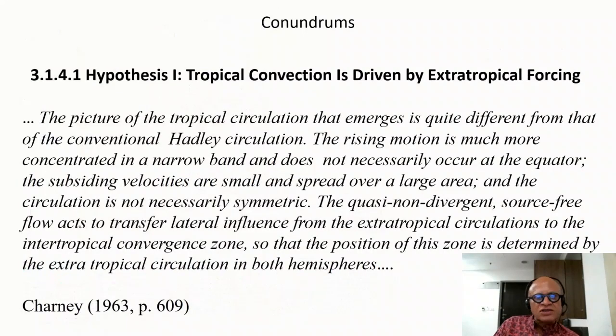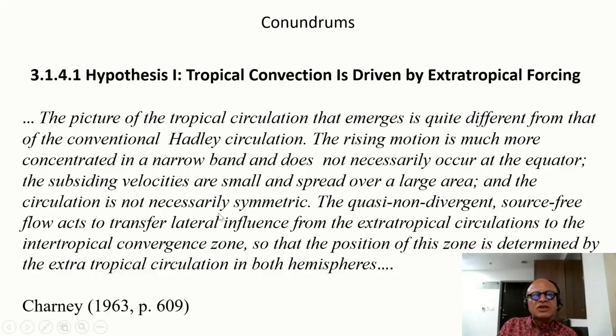So Charney thought this was a conundrum, so he had a hypothesis. The picture of the tropical circulation that emerges is quite different from that of the conventional Hadley circulation. The rising motion is much more concentrated in a narrow band and does not necessarily occur at the equator. We know that the ITCZ is off the equator. The subsiding velocities are small and spread over a larger area, so you have the ITCZ, which is very narrow, and the rest of the subsiding branch of the Hadley cell is very broad.